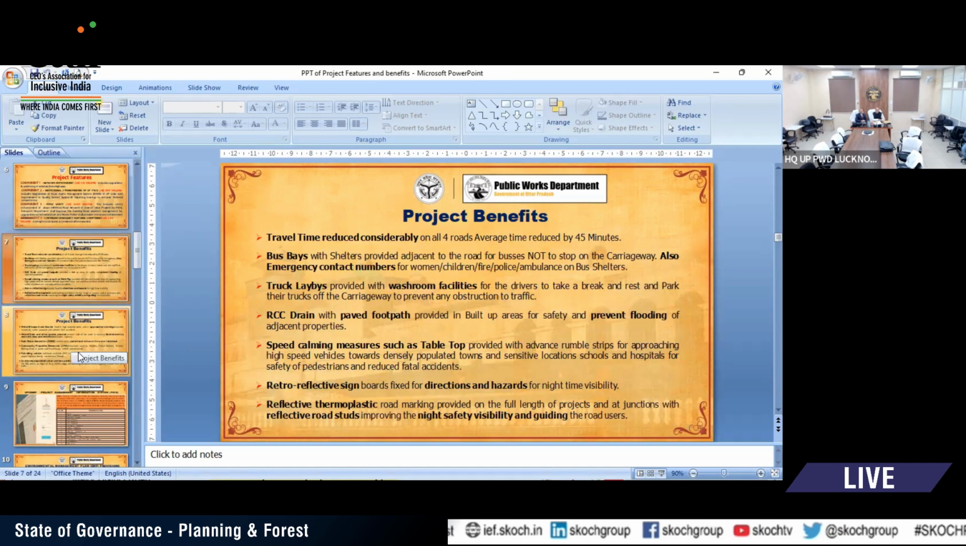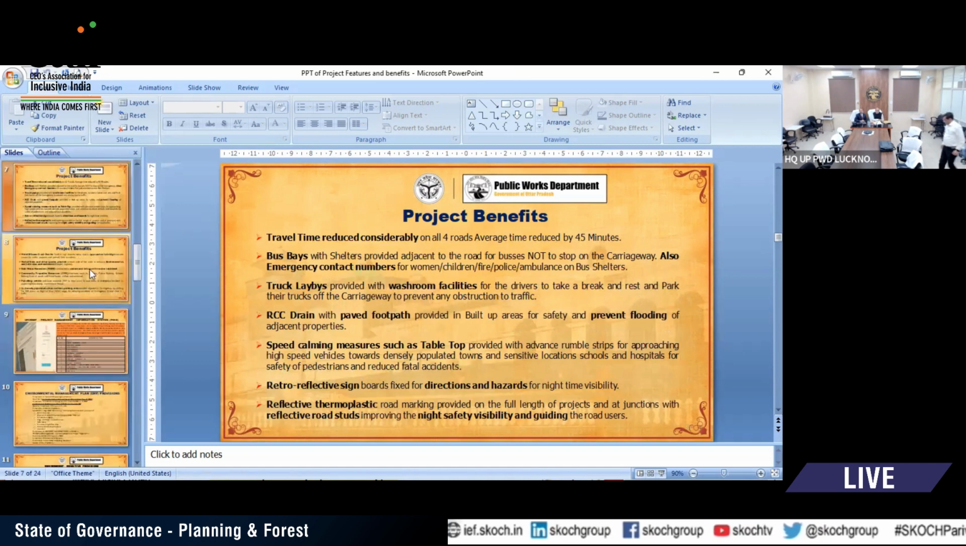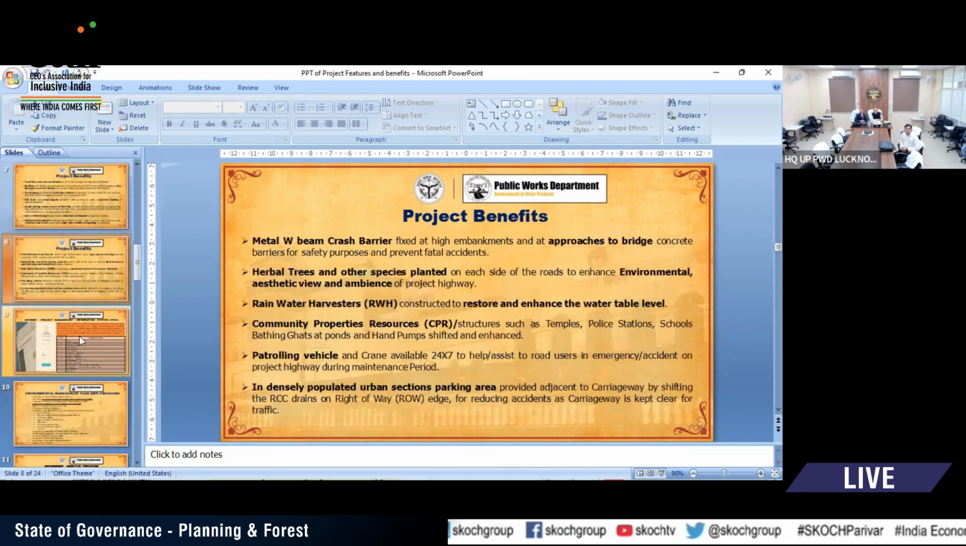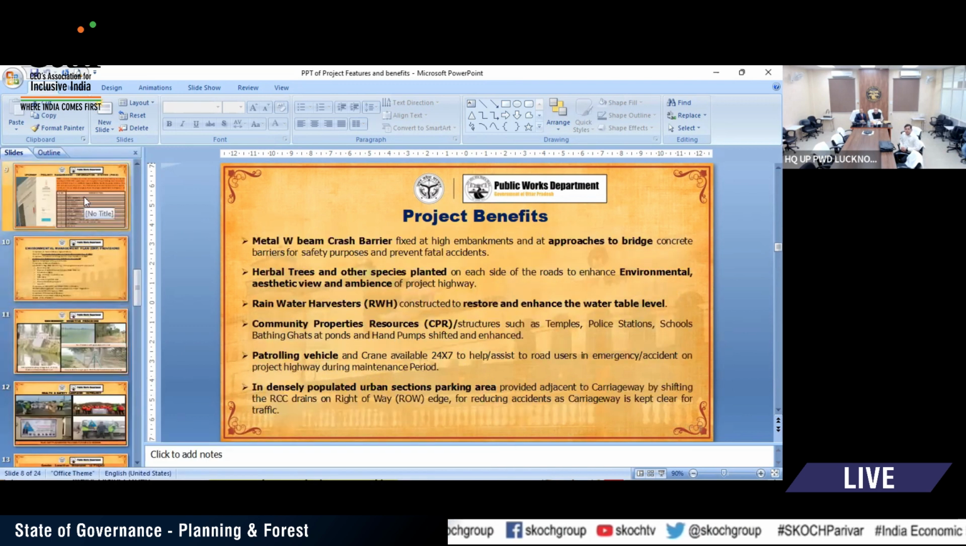These are the project benefits, which are quite evident, nothing much to say. Travel time has reduced, bus bays we have provided, truck laybys, and all these are part of our DPRs. Retroreflective signs, all these are road safety features. Next. Then these are all the metal beam crash barriers to avoid accidents and fatalities. We have provided herbal trees and other specific plantations.